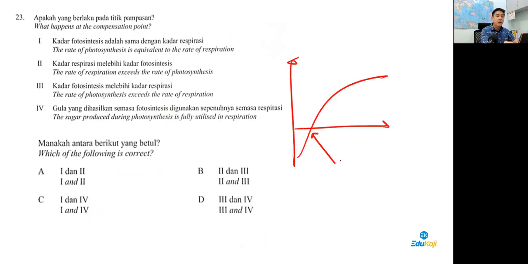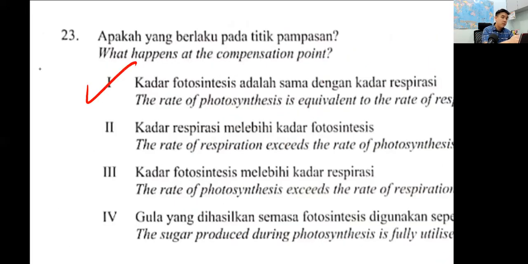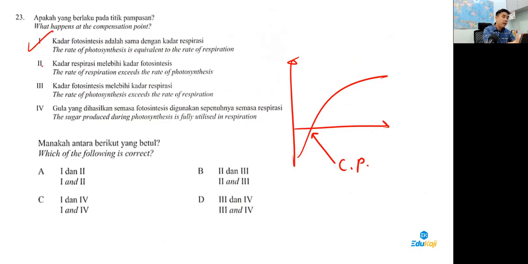And then as for 23, compensation point is this, guys. Compensation point, the photosynthesis rate is the same as the respiration rate. Then these two are wrong. Last one correct. So 23C.